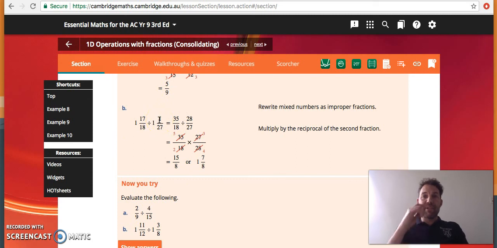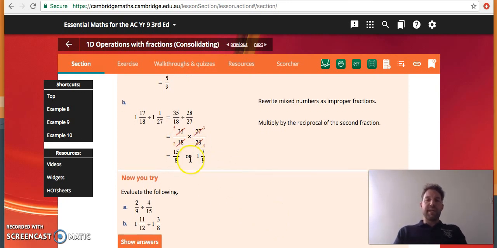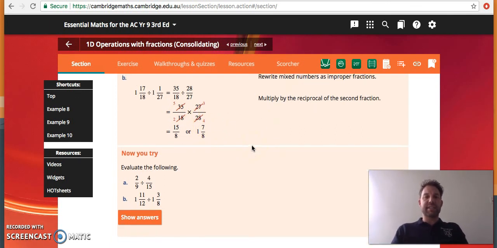So what's the first thing we do with mixed numbers? Improper fractions, yes. Convert them to an improper fraction. And then the divide is going to change to a times. And we flip, we invert. That's a mathematical term. We invert this number. So it becomes 27 over 28. Multiply across, and then you'll have your answer. This one here, they are finding the common factors before they multiply, just like the last example.